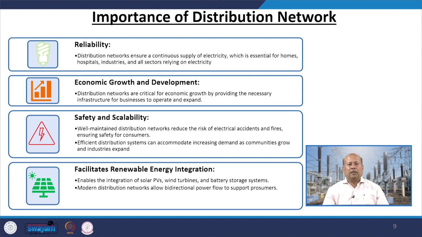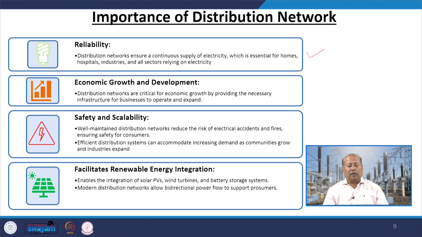First, the distribution network is expected to be extremely reliable. So, reliability is one of the important concepts. The distribution network is expected to ensure a continuous supply of electricity, which is essential for homes, hospitals and industries. All the time we expect the energy is available to me.